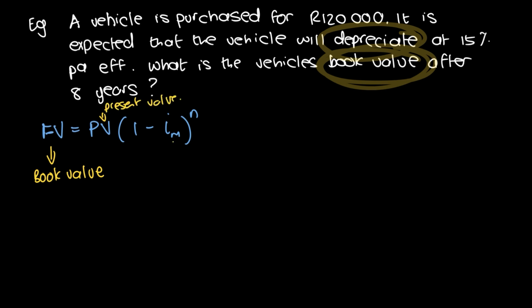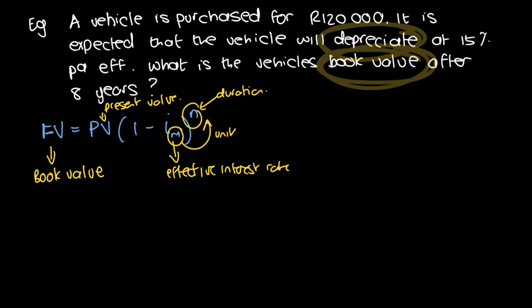We still have the effective interest, so the effective interest rate. We still have the duration here. And we still have the m and the n units need to coincide. The difference is because it's a depreciation, the interest is negative, and that's where the negative comes from.